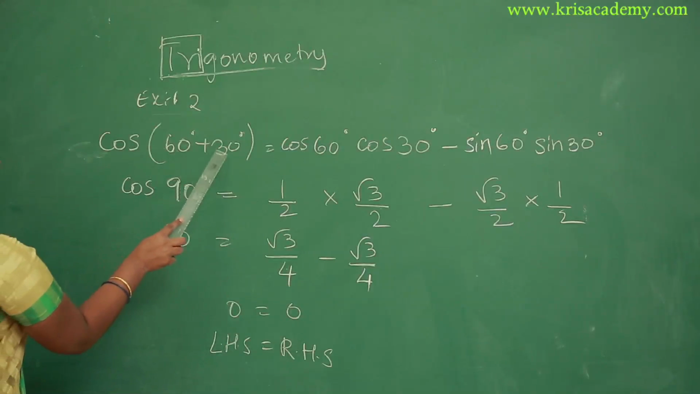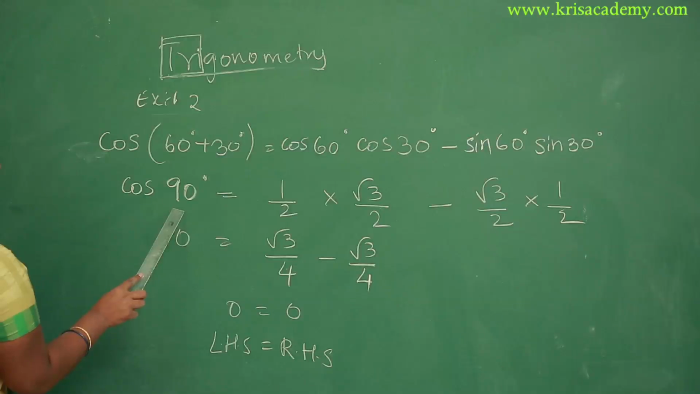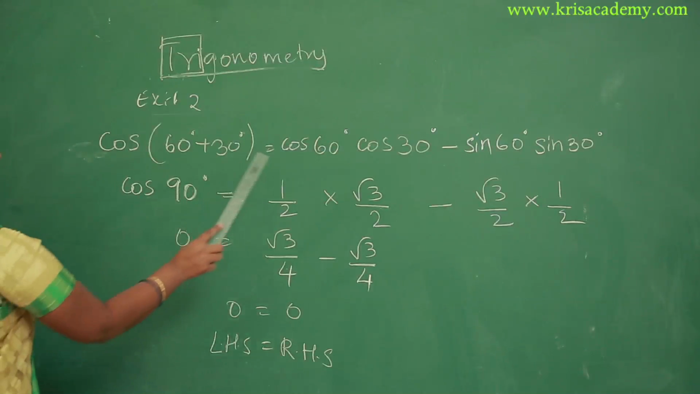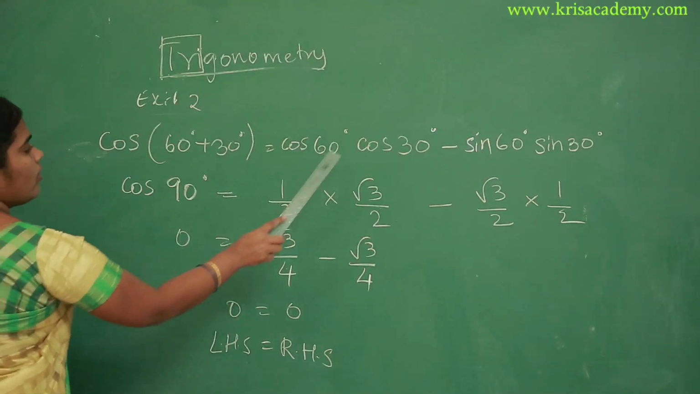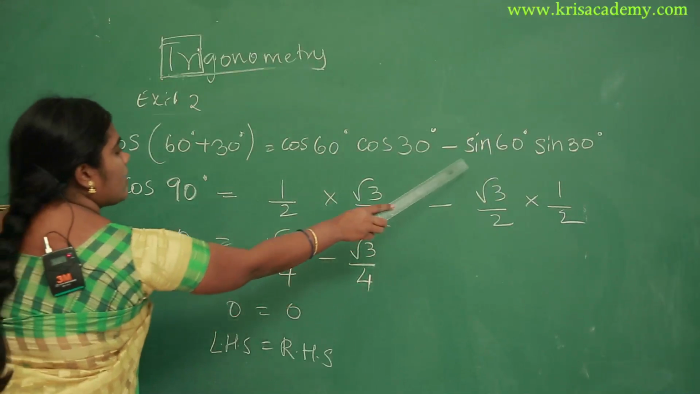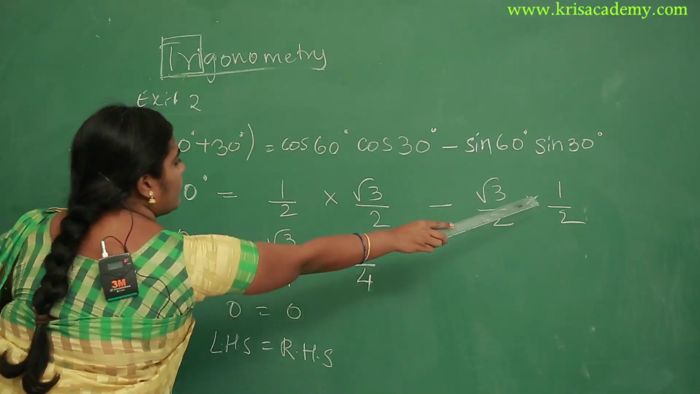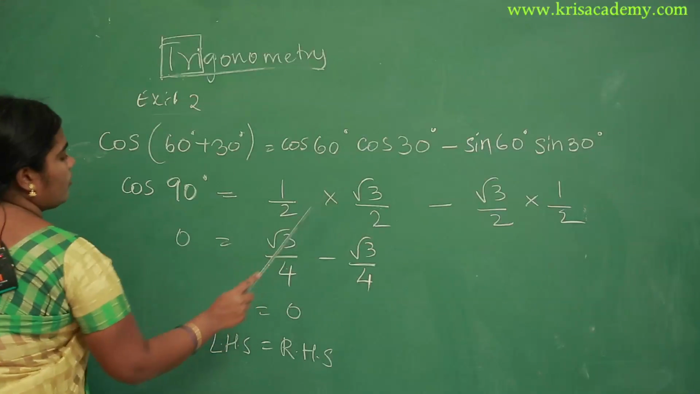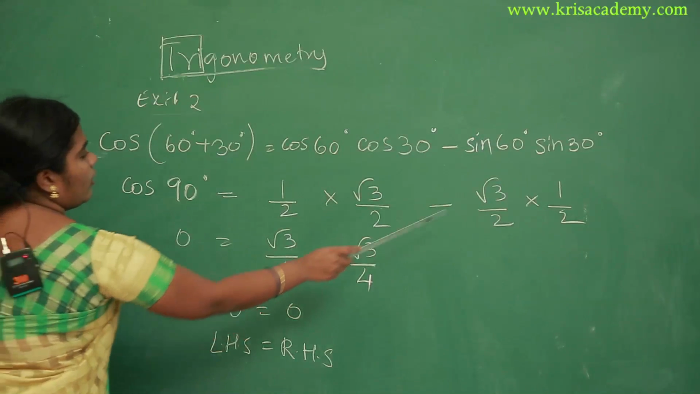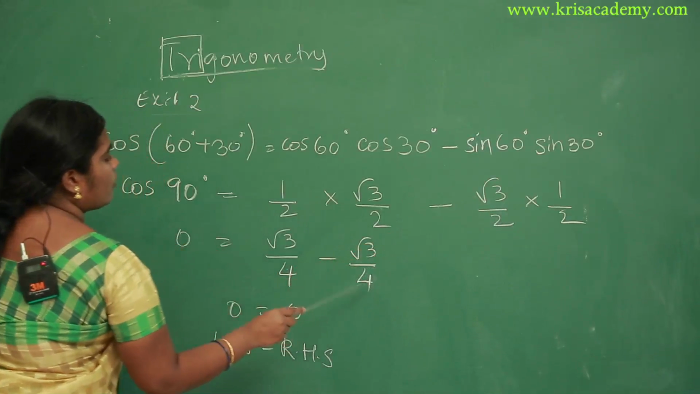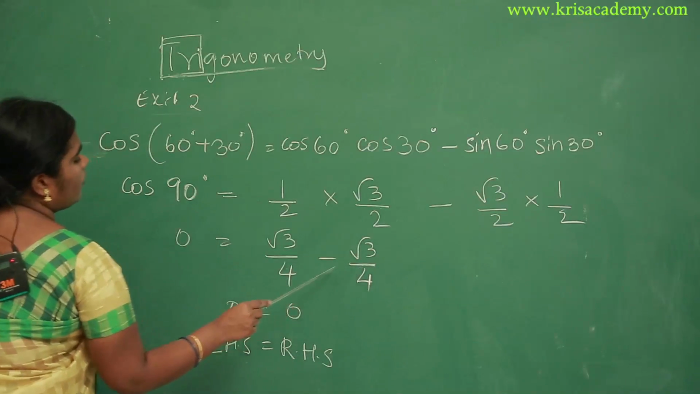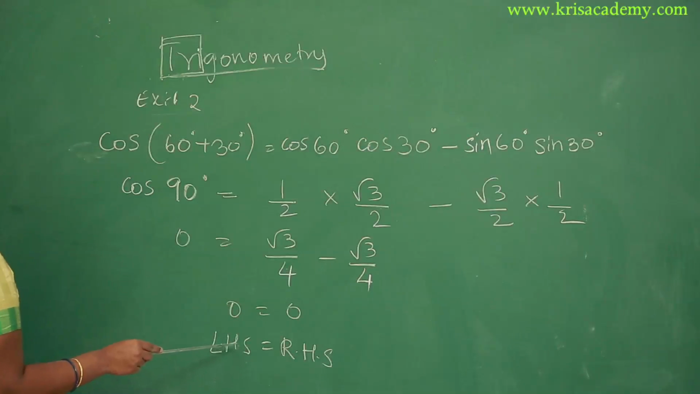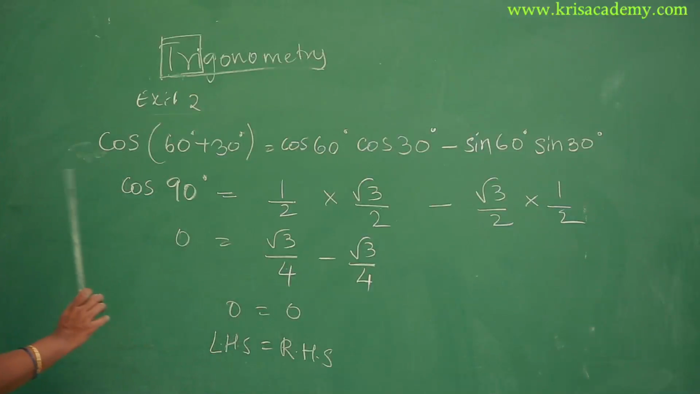Once again, 60 degrees plus 30 degrees is 90 degrees. Cos 90 degrees value we have taken from the angles table, so cos 90 degrees value is 0. Cos 60 degrees value is 1 by 2, cos 30 degrees value is root 3 by 2, sin 60 degrees is root 3 by 2, sin 30 degrees is 1 by 2. So numerator, numerator and denominator, denominator. 1 into root 3 is root 3, 2 2s are 4. Root 3 into 1 is root 3, 2 2s are 4. So plus root 3 by 4 minus root 3 by 4 will become 0, because one plus quantity, one minus quantity will become 0. So therefore LHS is equal to RHS.